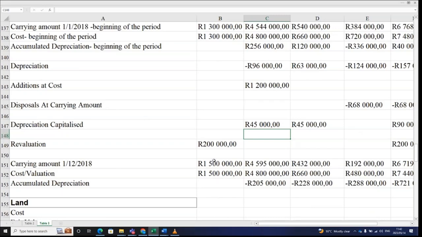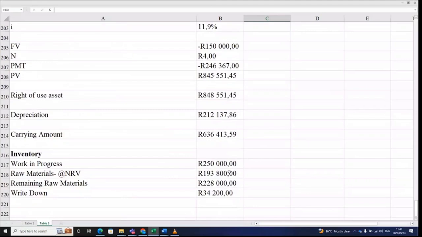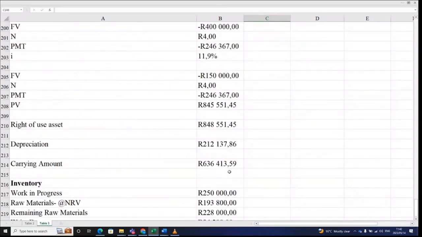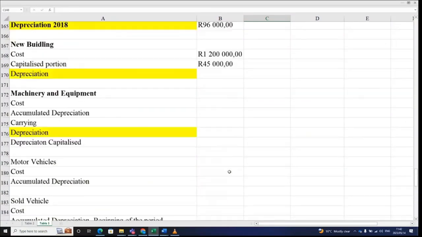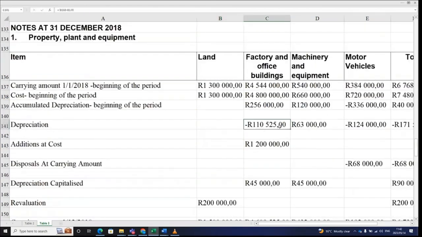To work out this depreciation, we need to know when this was brought into use, and it was brought into use after 5 months, so it's only for a period of 7 months. So for that we say this plus this, times 2% times 7 out of 12. Then we add that to the depreciation of the old building, and that gives us a depreciation of 110,000 Rand.